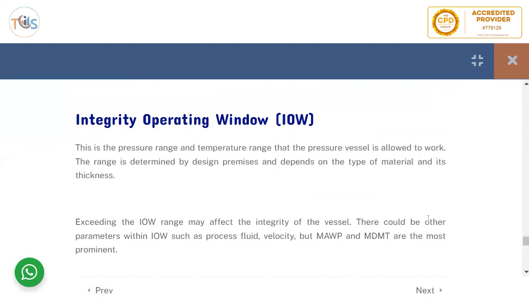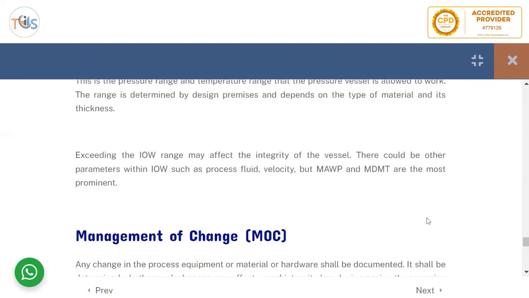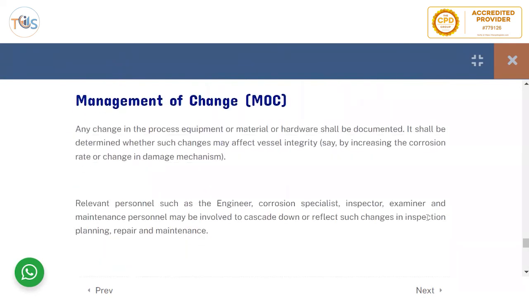Some of the parameters are the type of fluid that can be used in the vessel. The speed of the fluid can be one of the parameters. The maximum allowable working pressure can be one. The minimum design metal temperature can be one. These are all called the integrity operating window.